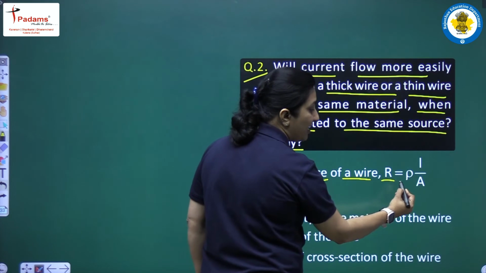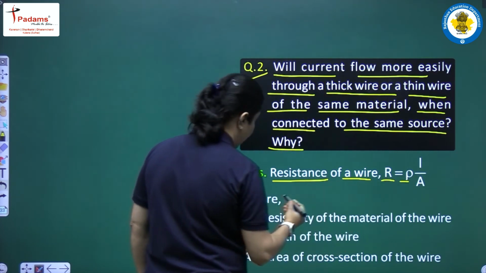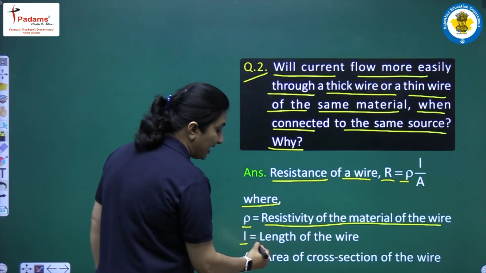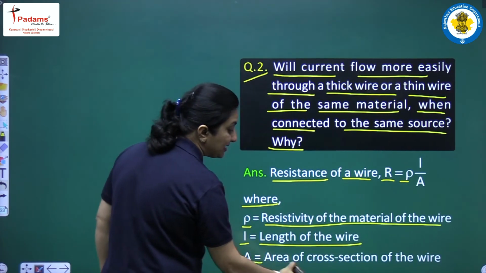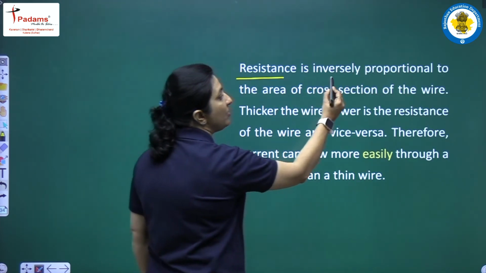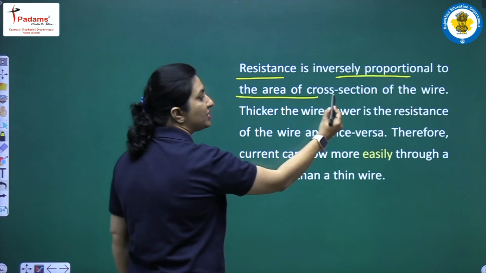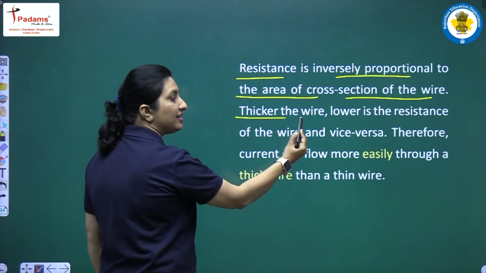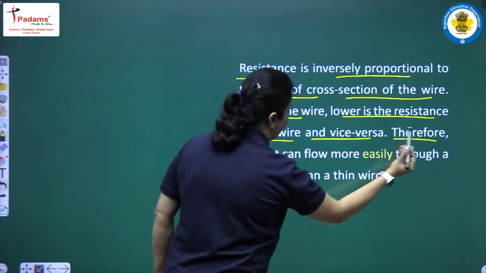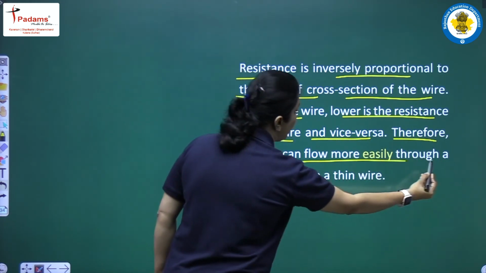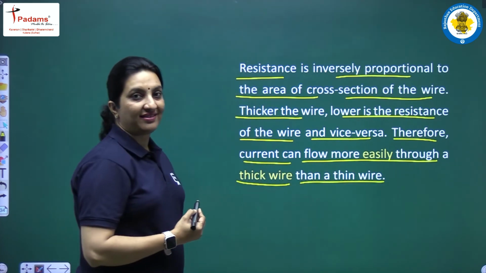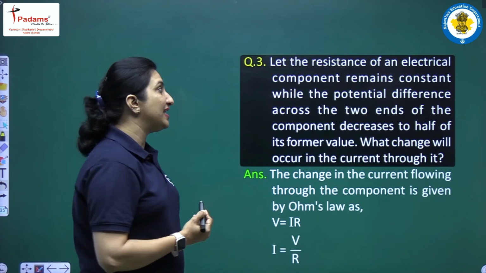Resistance of a wire R is equal to rho L upon A, where rho is resistivity of the material of the wire, L is length of the wire, A is area of cross section of the wire. Resistance is inversely proportional to the area of cross section of the wire. Thicker the wire, lower is the resistance of the wire, and vice versa. Therefore, current can flow more easily through a thick wire than a thin wire. Right, students? Now let's see the next question.